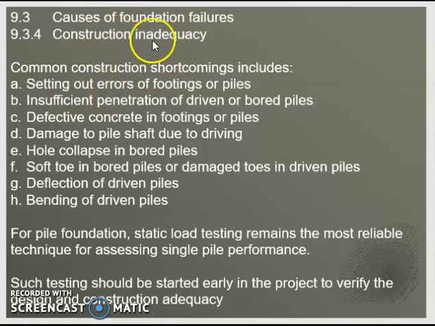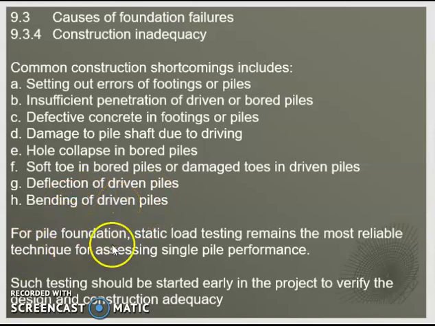There could be construction inadequacy. For example, some of the common construction shortcomings could include setting out errors for the footing or the piles. That means the piles and the footings are not at the right location. Insufficient penetration of driven or bored piles. That means the piles are not installed at the correct depth. Defective concrete in the footings or the piles. Damage to the pile shaft during the driving. Hole collapse in a bored pile. Soft toe in a bored pile or damaged toe in the driven piles. Deflection of the driven piles. Bending of the driven piles.